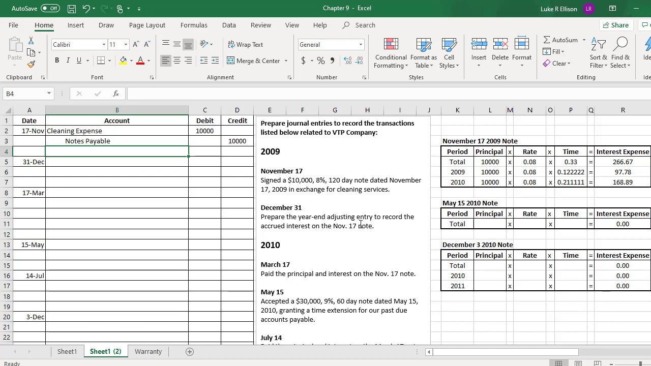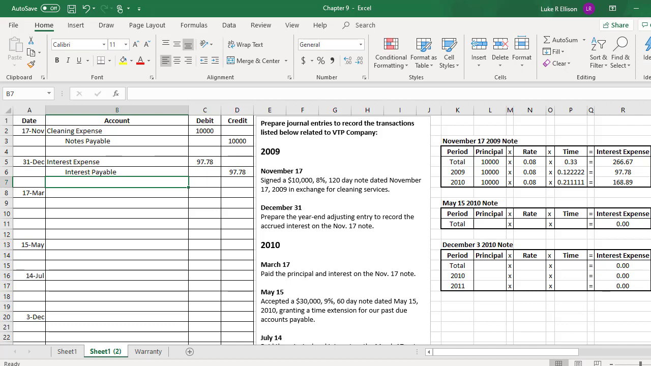And now we're at the last day of the year, so we need to record that interest expense. So again, over here, the 2009 interest expense is $97.78. So we can increase our interest expense by debiting it for $97.78. But we haven't actually paid that interest yet. It's going to be paid when the note is paid in 2010. So we're going to have to record a liability, which is interest payable, to recognize that we haven't paid this interest quite yet.